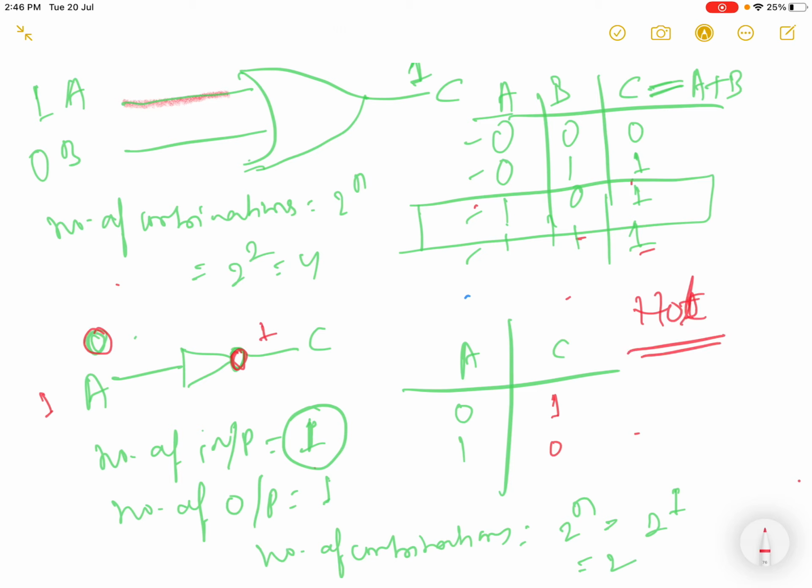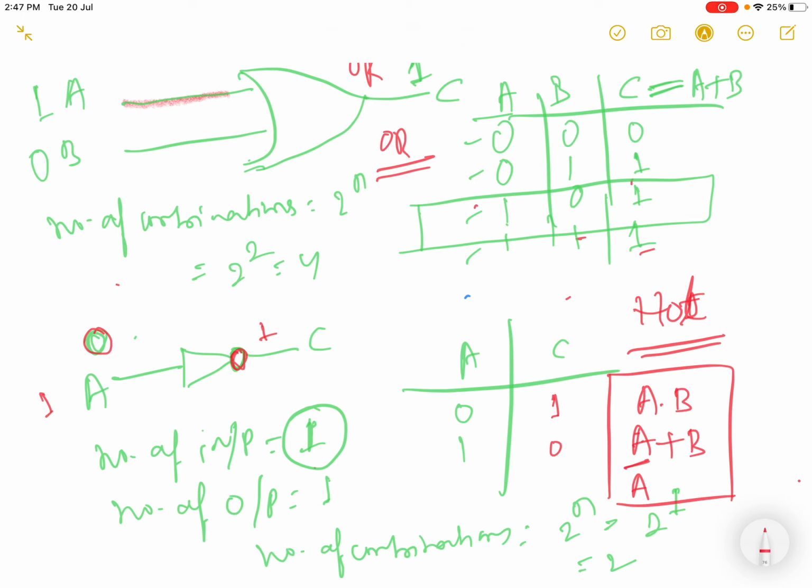Okay, and what is this? This is OR gate. Okay, so I think you have understood. A dot B is AND, A plus B is OR, and A bar is NOT. So this is the representation by which we can represent our basic gates, and I think you have understood about truth table. These are truth tables, very important. Without truth table you can't analyze, or you can't produce the results. So this is very important to understand number of combinations and truth table.